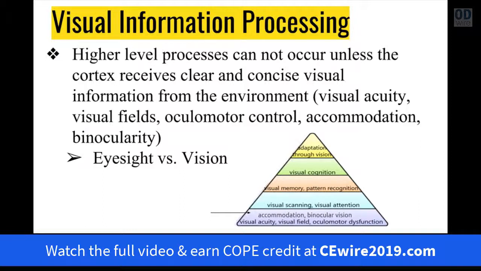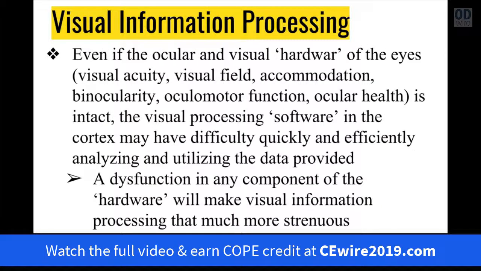So here we're talking about the difference between eyesight, which is just your visual acuity, being able to see, and vision, your ability to actually use the information that you're seeing and use that to interact with the environment. So even if your ocular and your visual hardware of the eyes, so that's your acuity, your field, accommodation, binocularity, ocular motor, ocular health, if the eye itself is intact, the visual processing software that analyzes everything in the cortex might have a difficulty quickly and efficiently analyzing and utilizing the data that's provided by the hardware.